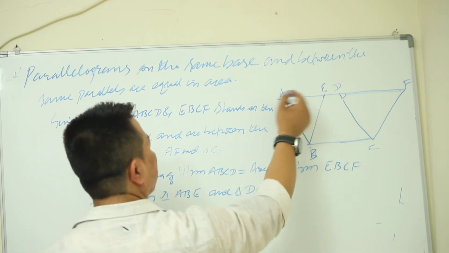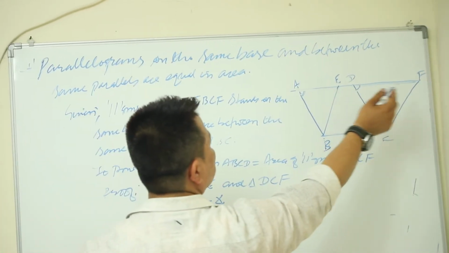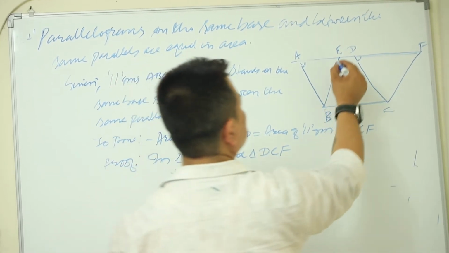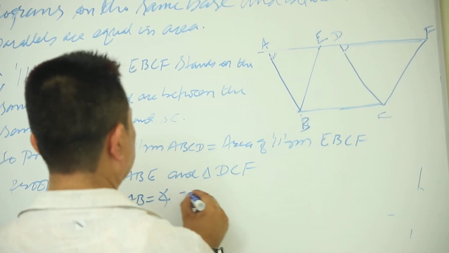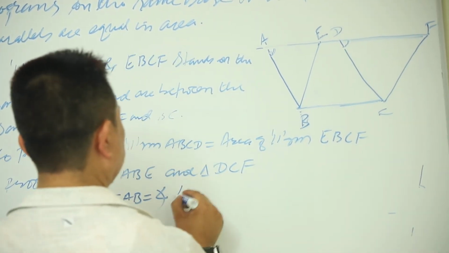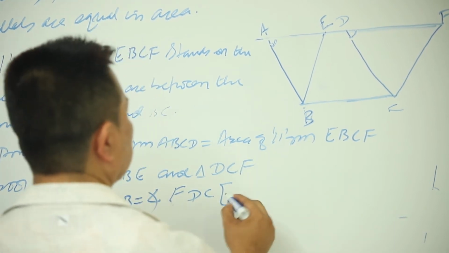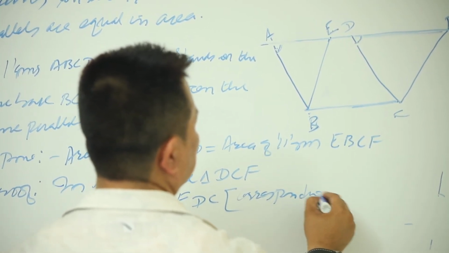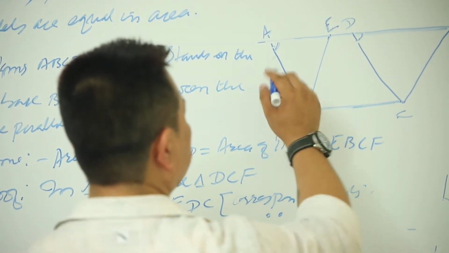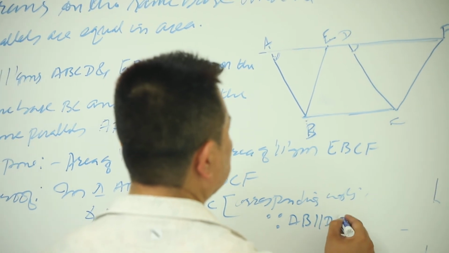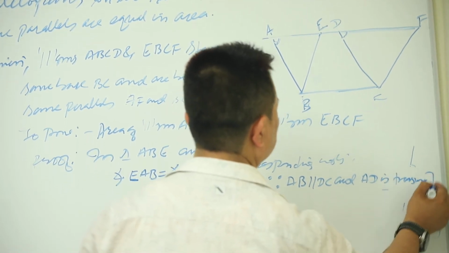So you can write angle EAB is equal to angle FDC. What is the reason? Corresponding angles. Why corresponding angles? Since, as we know, ABCD is a parallelogram, therefore AB is parallel to DC, and AD is acting as the transversal.